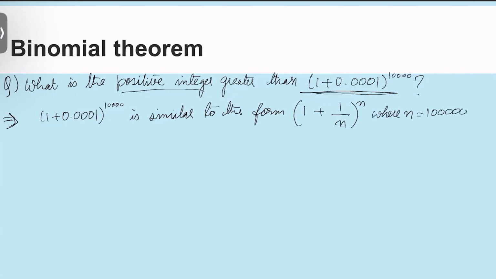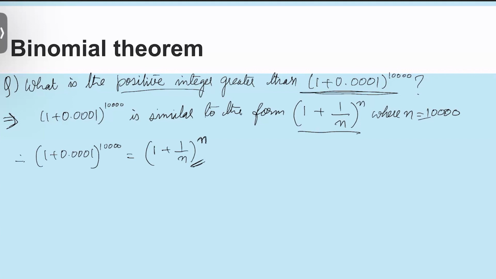So if you put your 10,000 in the reciprocal form, then what you get is 0.0001. So you can write it in this form. Therefore, your 1 plus 0.0001, the whole raised to 10,000, can be written in the general form of 1 plus 1 upon n. Now it is easy for us to expand this with respect to the expansion of something having the n power.